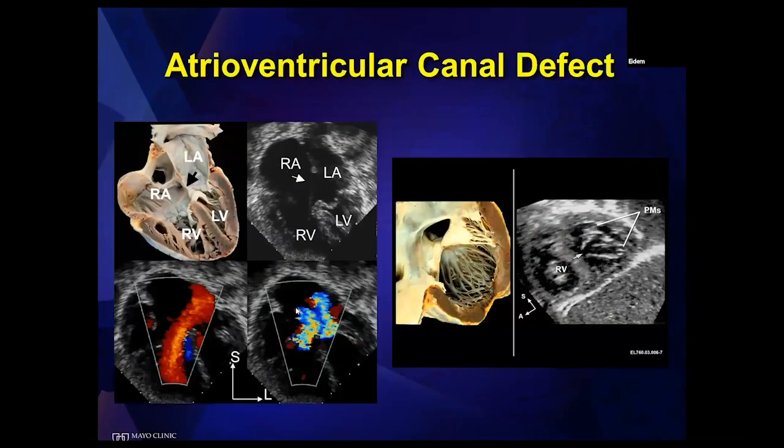So this leads us into a conversation of atrioventricular canal defects. Those are defects which have a primum atrial septal defect and can also have an inlet ventricular septal defect. Here's what a cleft in the mitral valve looks like. Here's the anterior leaflet that we see by echo. It has a cleft.